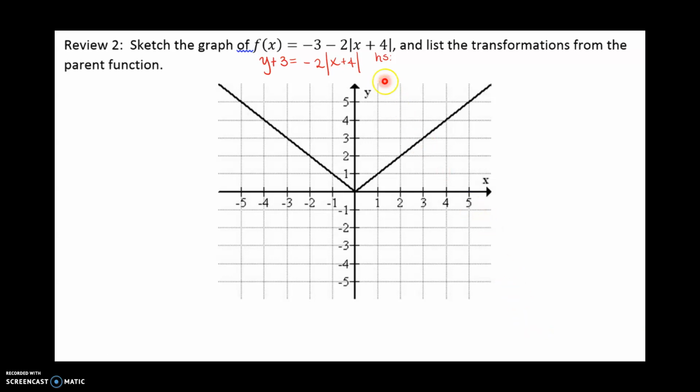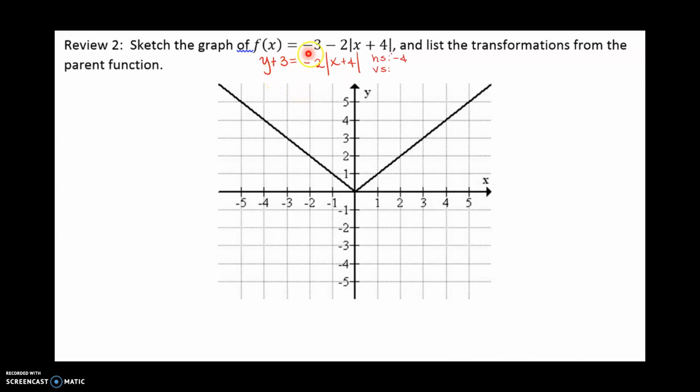Okay, so remember when you're looking for the horizontal shift, it is any value that's being subtracted from x. So if you have x plus 4, that's actually x minus a -4. You also can think of it as the opposite of that number. So the opposite of +4 is -4. That's my horizontal shift.